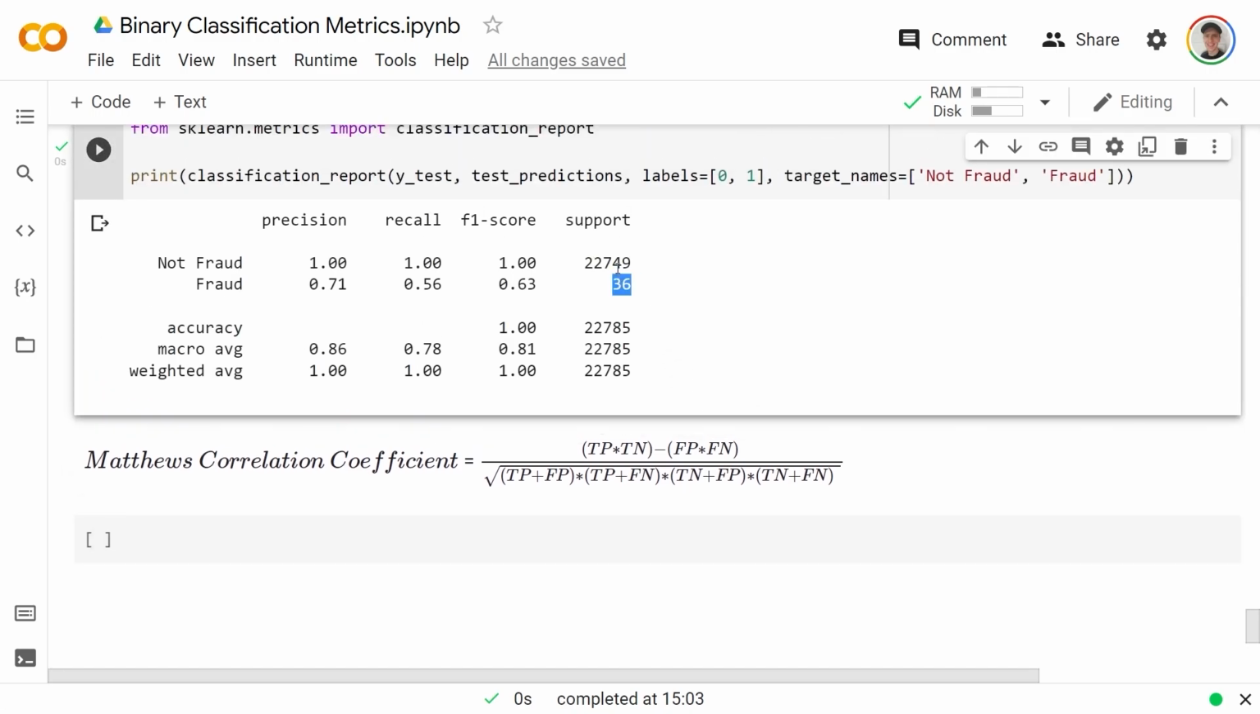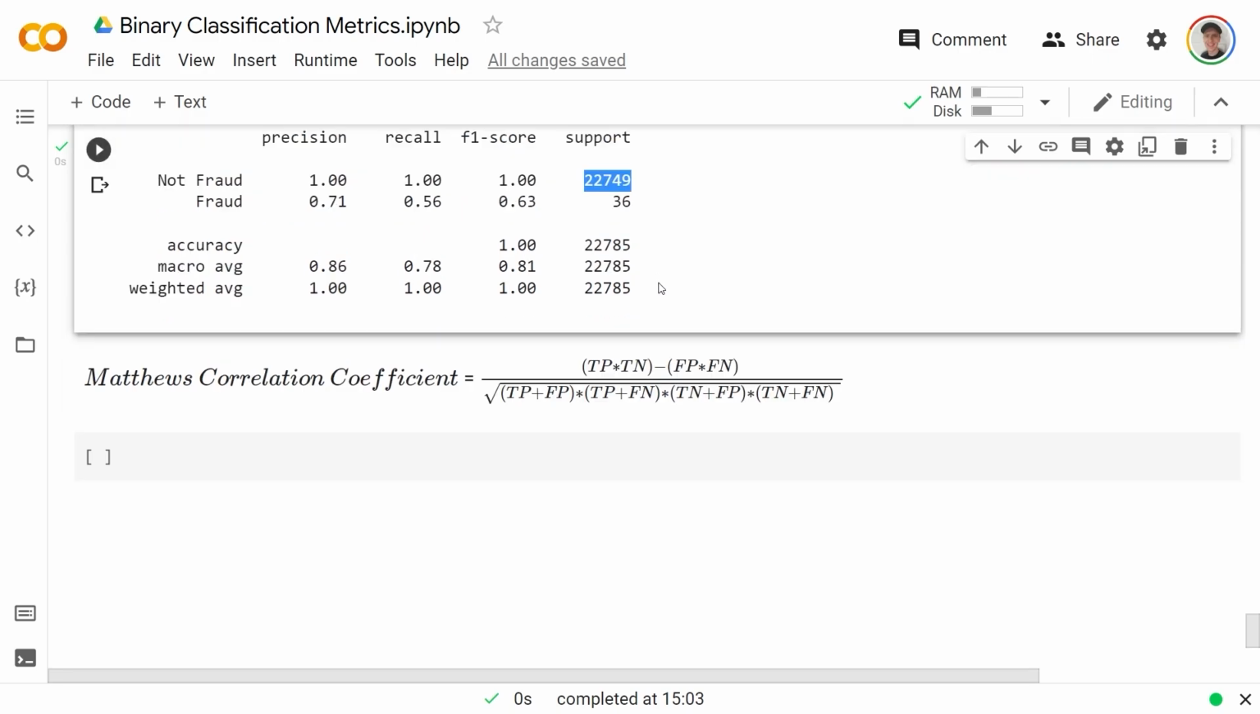So you see here, only 36 out of 22,749. It is still a very valid metric. It is easy to implement this, and actually, I want you to do that by yourself if you feel up to it.